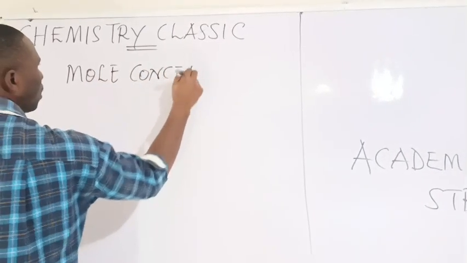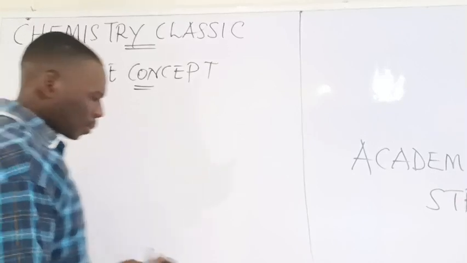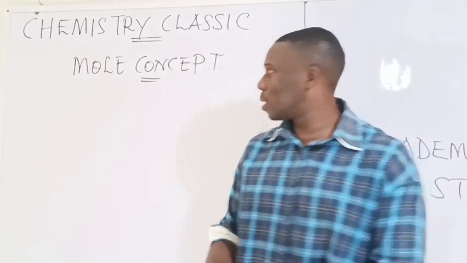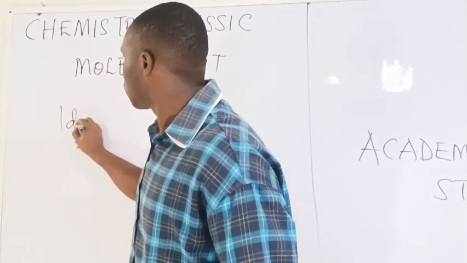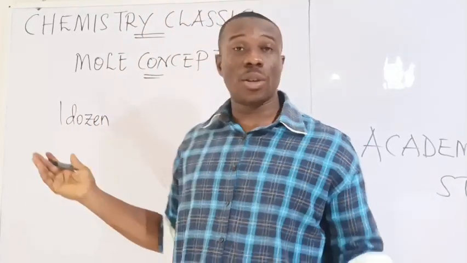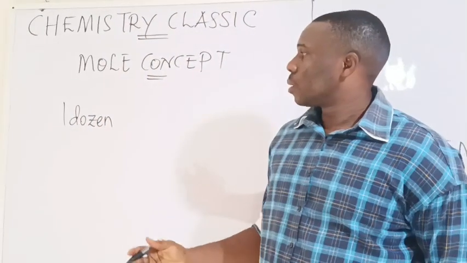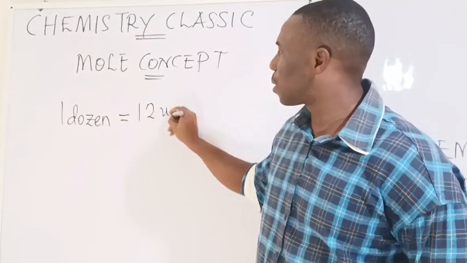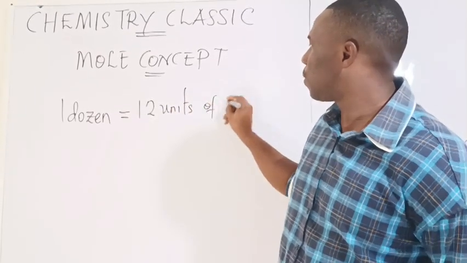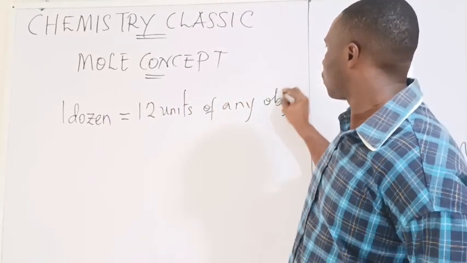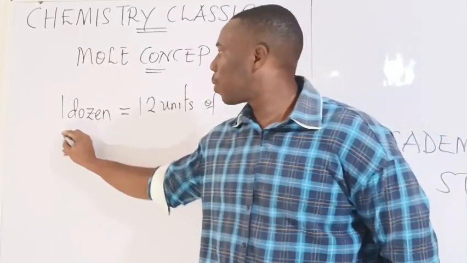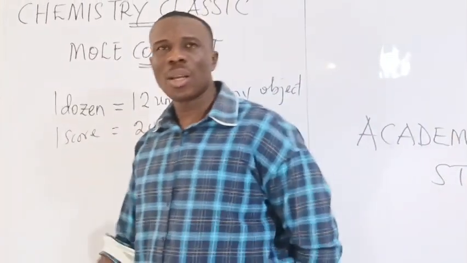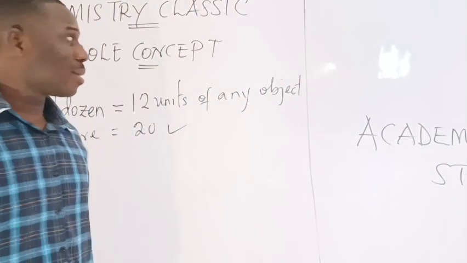All right. Now, in real life, when we talk about the number of units of a thing, this could be a dozen eggs, or a dozen cars, or a dozen crates. So a dozen is exactly 12 units of an object, of any object. That's a dozen. A score is exactly 20 units of any object, regardless of what their masses could be.